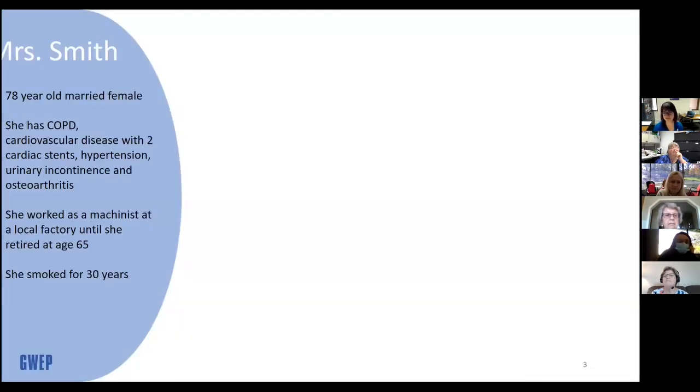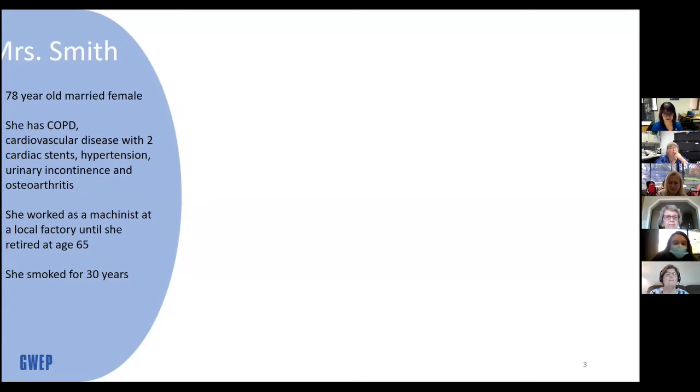And to use the example of Mrs. Smith here, she's 78 years old. She has COPD, cardiovascular disease, and has had cardiac stents, high blood pressure, urinary incontinence, and osteoarthritis. She worked as a machinist at a local factory until she retired at the age of 65, and she smoked for 30 years. So you can close your eyes if you want, or just imagine in your head, what does Mrs. Smith look like to you? Who do you picture?